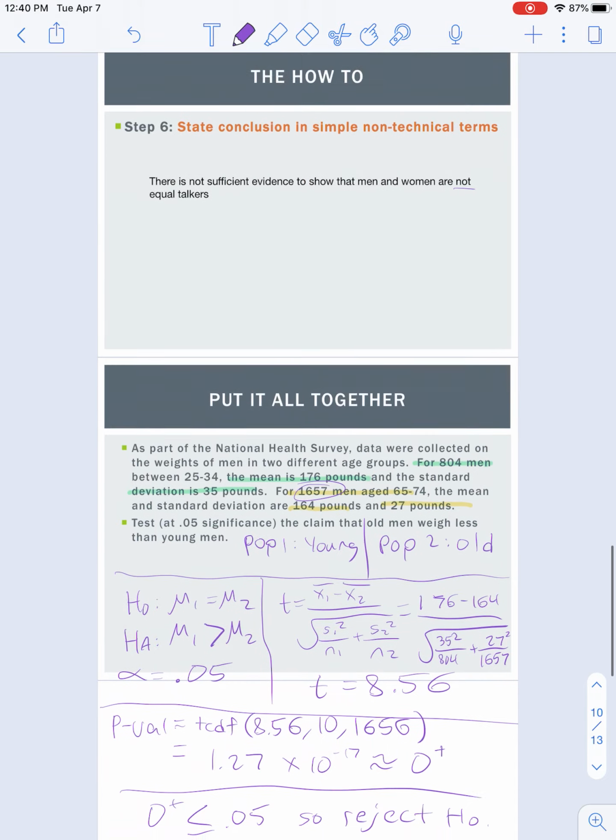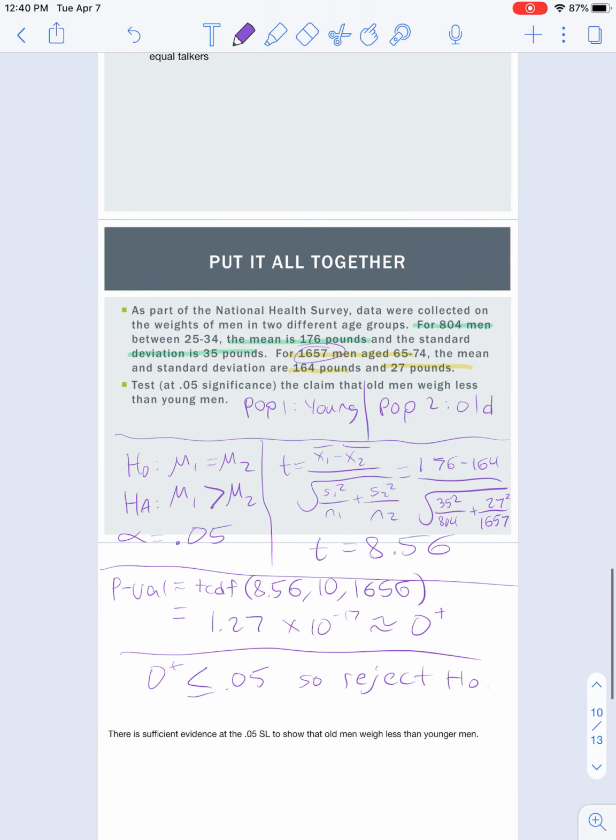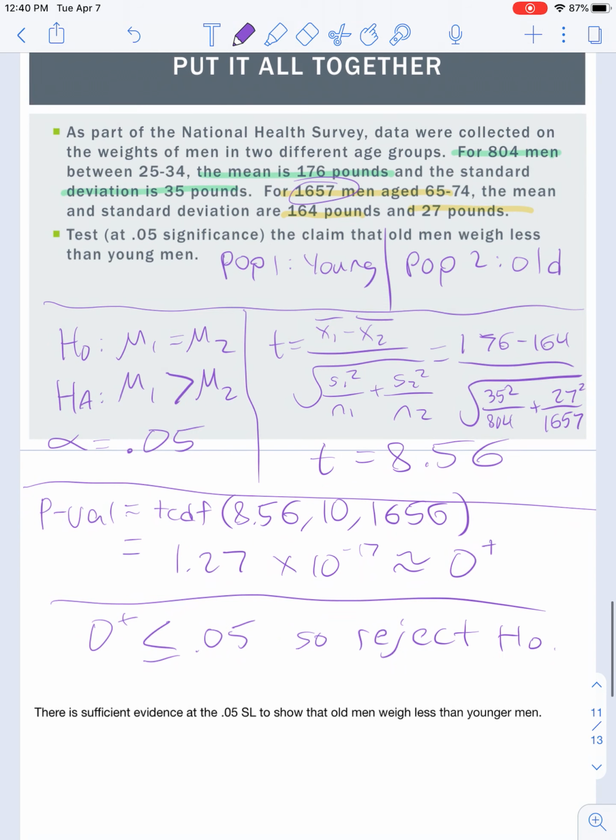So now we're going to do a faster one that's all put together and set up for us. Okay, so as part of the National Health Service, data were collected for the weights of men, men in 2 different age groups. So here's our first set of information that tells us that there's 804 younger men, 25 to 34, who have a mean of 176 and a standard deviation of 35. And then there's a second set of information for older men, age 65 to 74, and their mean and standard deviation.